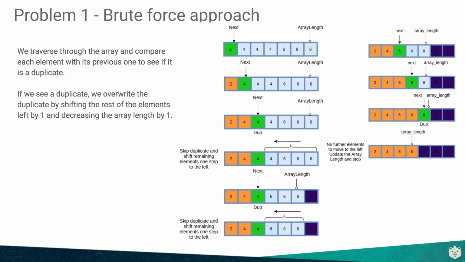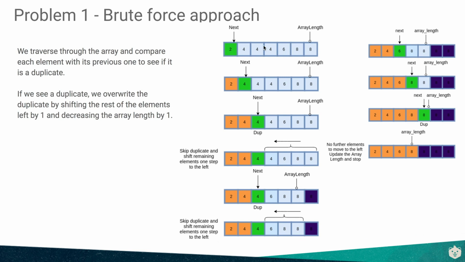So if you did not use or know about the two pointer pattern, how would you solve this problem? You would start traversing through the array and compare each element with the previous element to see if it's a duplicate. The advantage you have here is that it's a sorted array, so all the duplicate elements will be right next to each other. So whenever you see a duplicate, you shift the rest of the array from that point onwards one step to the left, right? That will decrease the size of the array by 1.